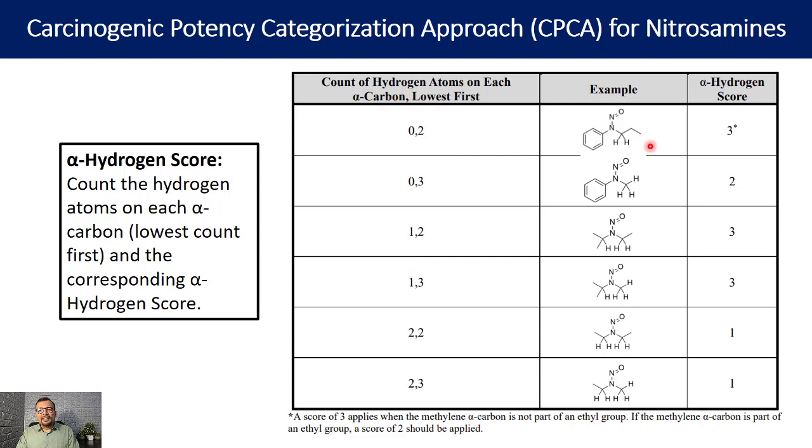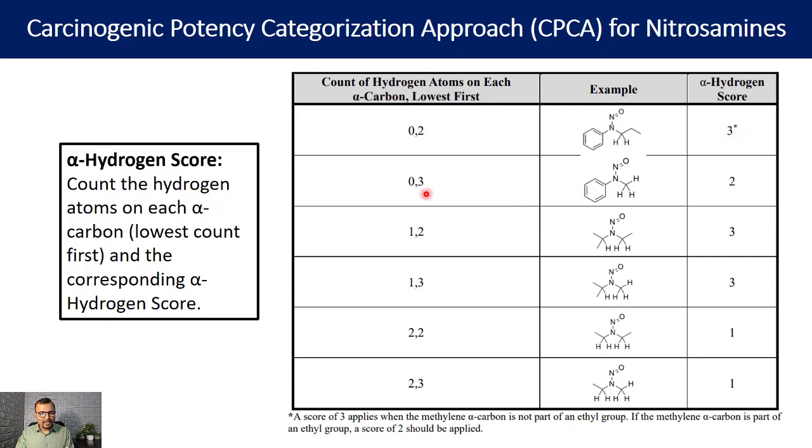Now here is the compound. If you look at the first row, how many hydrogens are present on this benzene alpha carbon, which is connected to the nitrogen? There is none, isn't it? So you have to give the lowest count first. So 0 comes first, and then a comma. There is another alpha carbon also. How many hydrogens are present on that? There are 2 hydrogens present on the other alpha carbon. So 0, 2. And the guidance says that in such a situation, your alpha hydrogen score becomes 3.